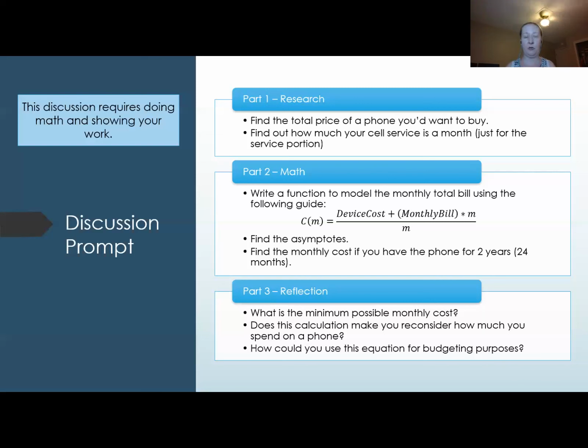And so first you're going to be doing some research. You're going to figure out, let's say you want to buy a phone. Even if you don't want to buy a phone, just pretend you want to buy a phone, and look up how much it costs flat out, total price. Most phones are in the $1,000 range.